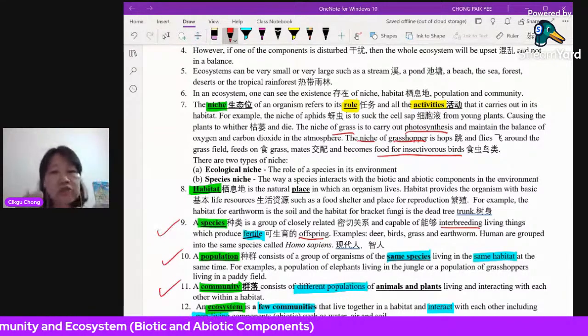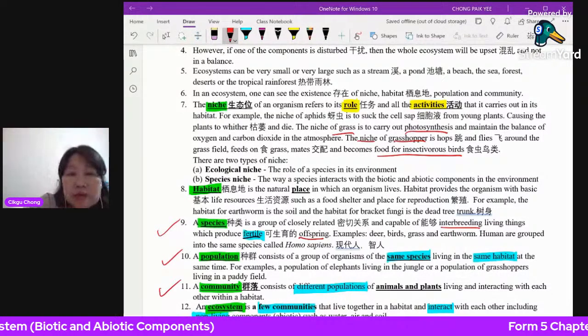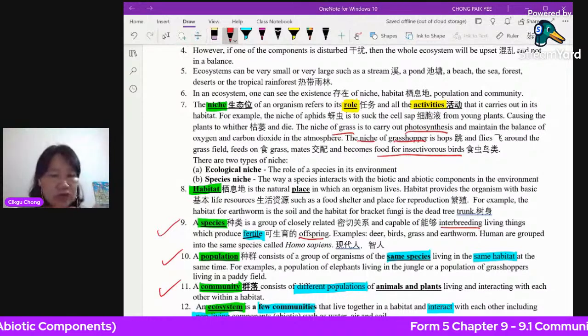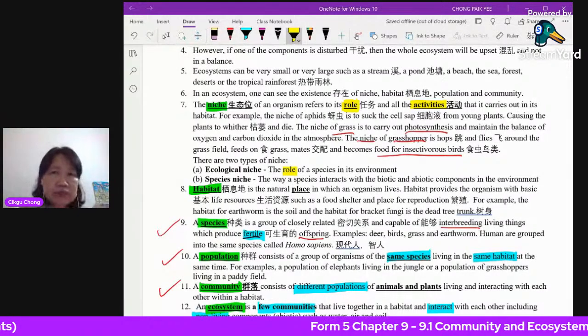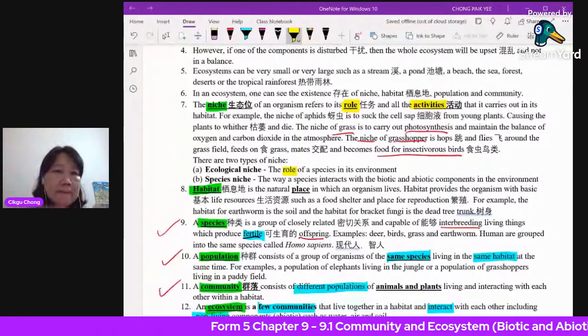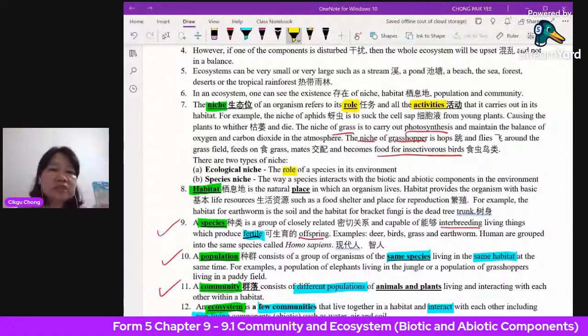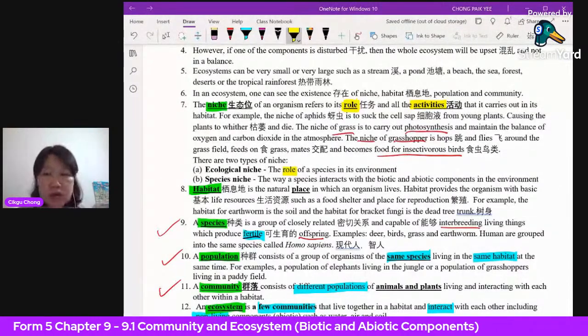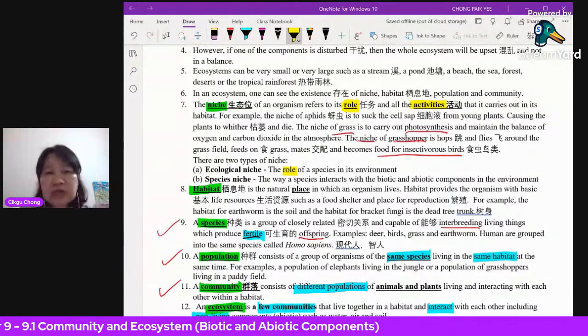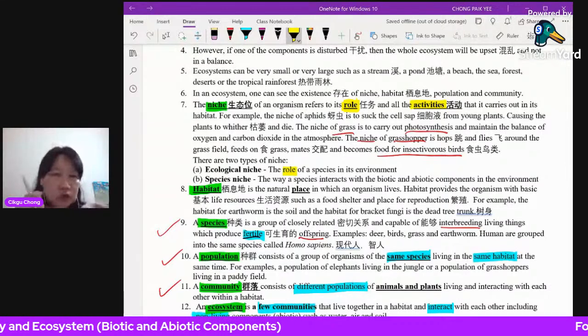Ecological niche is the role of the species. So more importantly, they will ask for this. Role, what do they do? Are they decomposers? Are they producers? Or are they part of the food chain? Species niche is the way the species interacts with the biotic and abiotic components in the environment. Not so important here, but just remember the niche is just equal to the role.